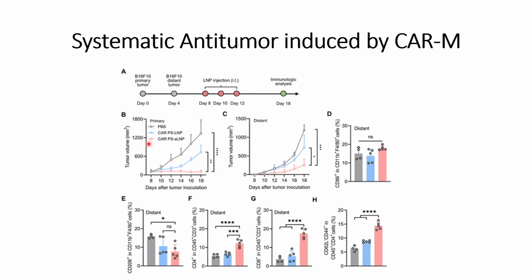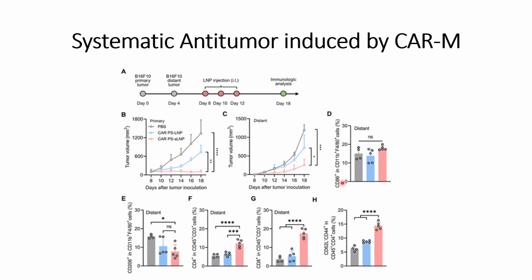What they were able to see is that the case where they used CAR-PS-sLNP, their optimized model, shows not only tumor suppression in the primary tumor site, but also significant tumor suppression in the secondary tumor site. So the first thing that came to the minds of the researchers is that this CAR-PS-sLNP might change the phenotype of the macrophages at the secondary tumor site.